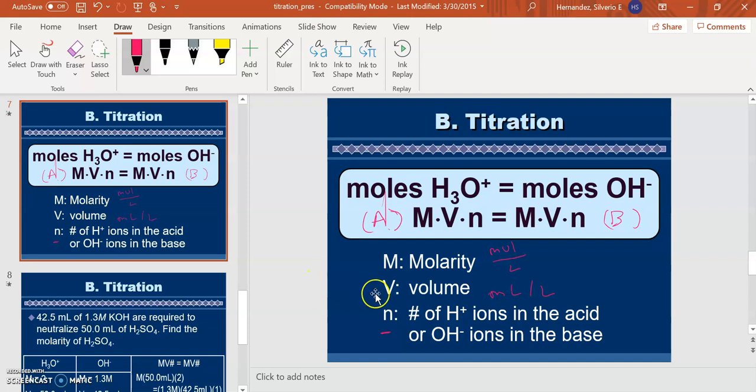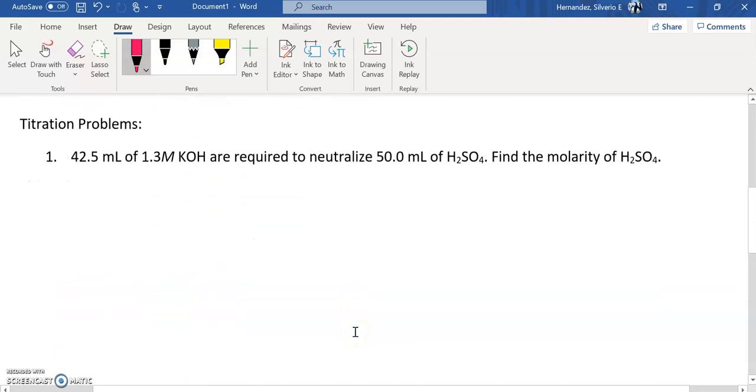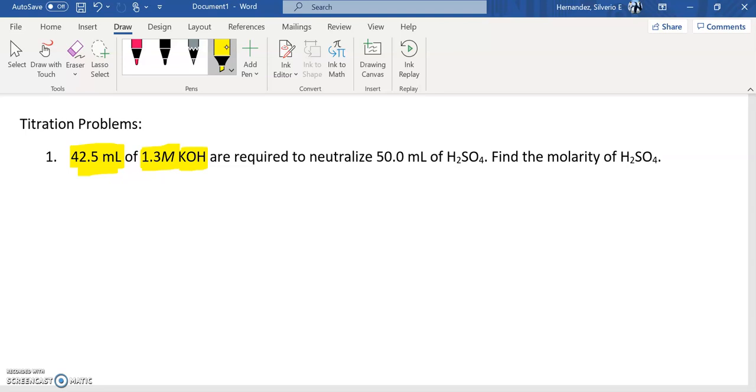So from here, I'm going to work out the last two problems that are in this PowerPoint presentation. And I'm going to work them out on this Word document here. And the first thing I'm going to do is highlight some of the information that's given to me. So first of all, I know that this first substance is a base because I see the OH there, that hydroxide. They are giving me the molar concentration and the volume of the base. From there, they're giving me the volume of the acid. How do I know that this is an acid? Well, it starts with a hydrogen, and they're giving me its volume, and they want to know what the molar concentration of that acid is going to be.